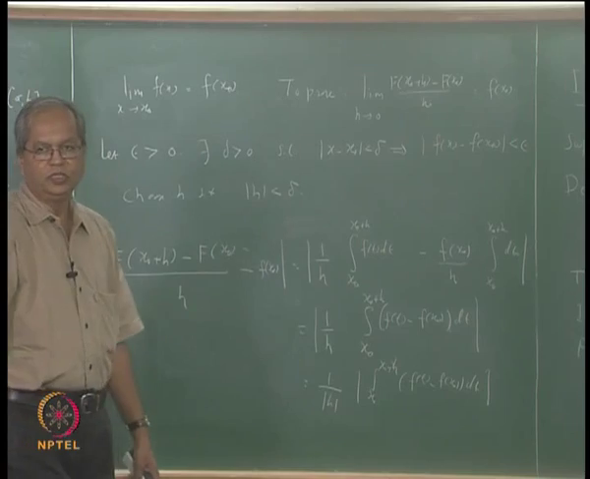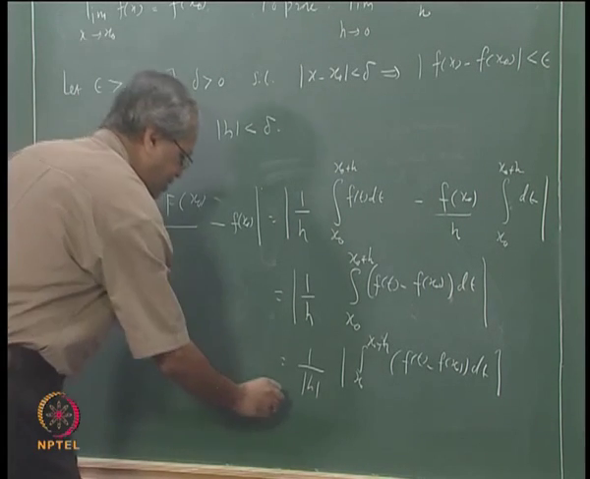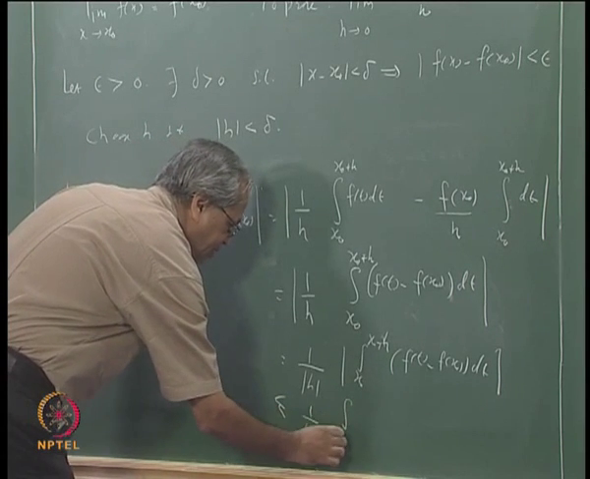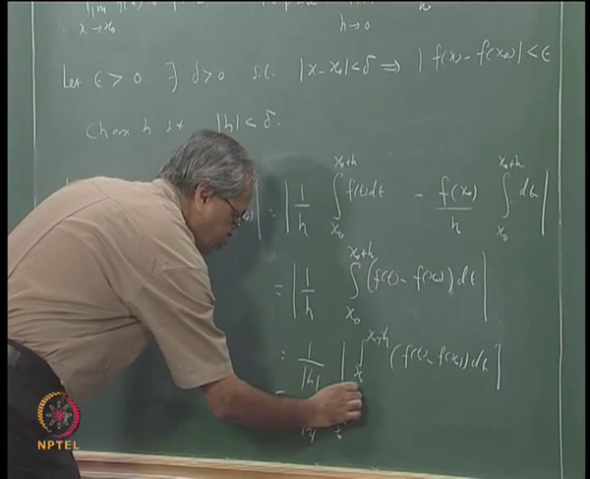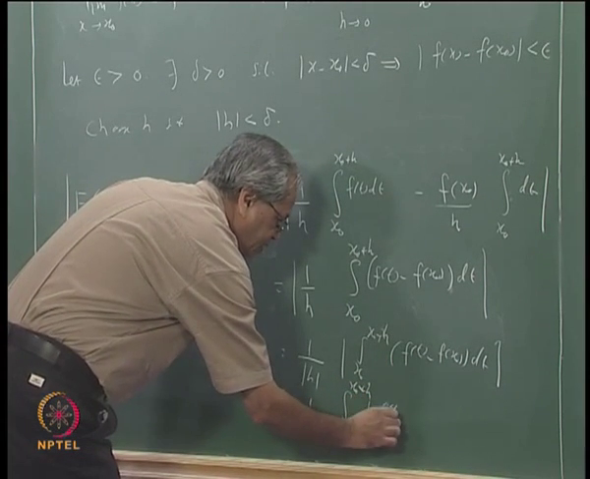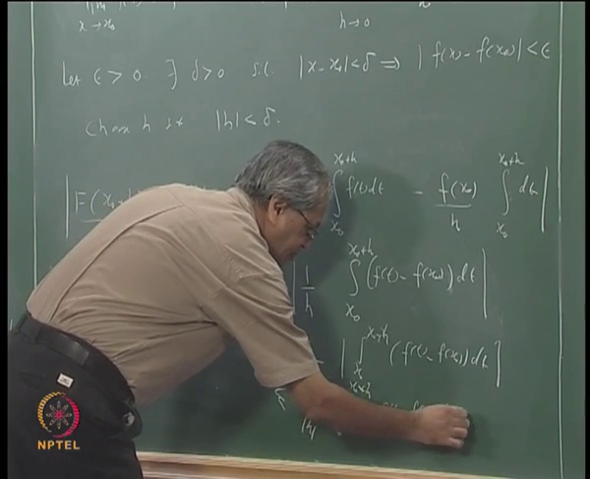But we have proved that the absolute value of the integral is less than or equal to the integral of the absolute value. That is something that we have proved already, so we can use that also. So this is less than or equal to 1 by mod h integral from x naught to x naught plus h of mod f t minus f x naught dt.